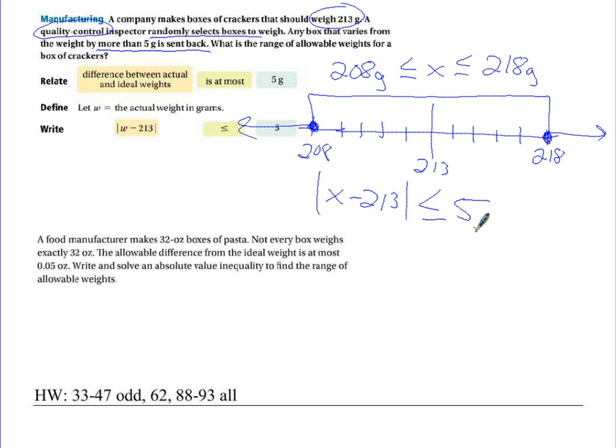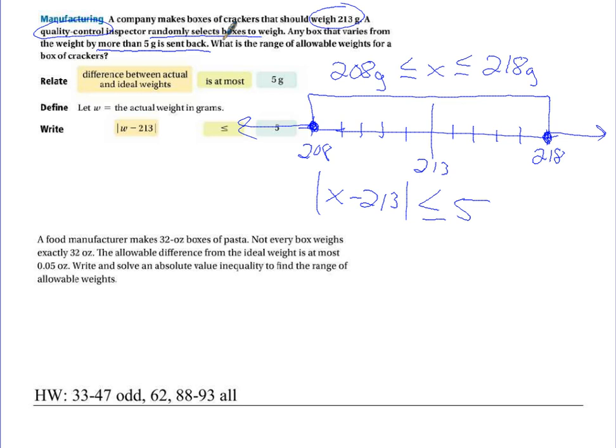If I pull another box off and I weigh it and I get 220, 220 minus 213 is 7. The absolute value of that is 7. 7 is not less than or equal to 5, so that box gets put on the other cart. It's no good. Okay? So this is the inequality that they're looking for here. This is the graph that you can form in your mind when you read the problem. It should weigh 213, but we need to be within 5 grams either way of that. Okay?